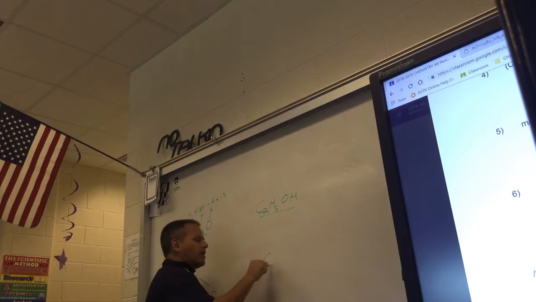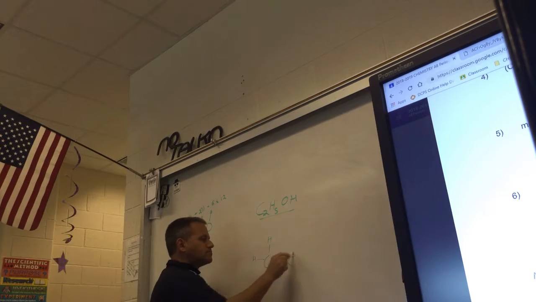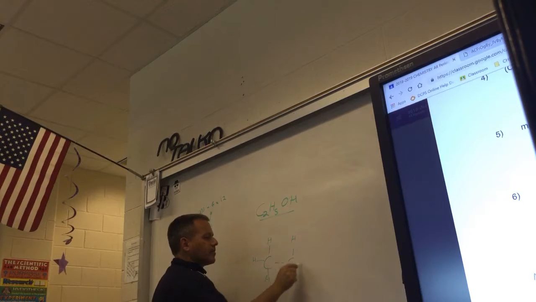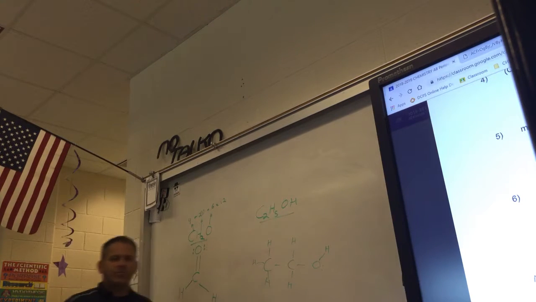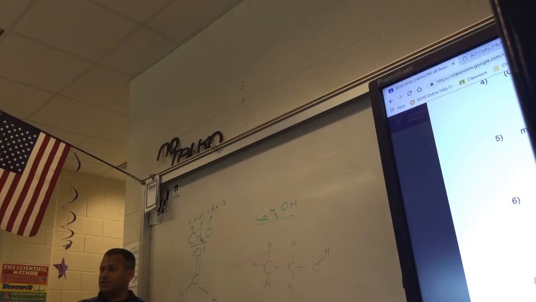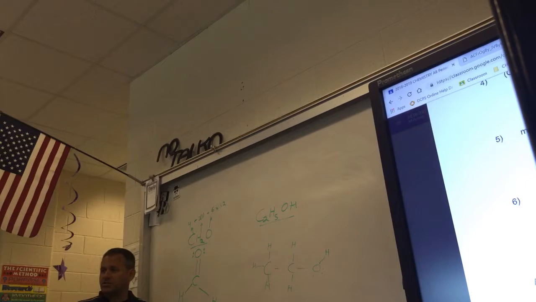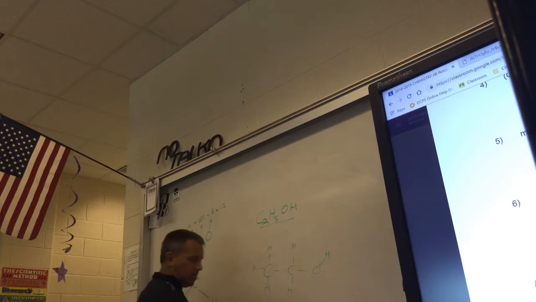C2H5OH. We drew that earlier. That's ethanol. Now, does that look polar? What do you think, Leo? Is this a symmetrical molecule? Does it look the same everywhere? No. If it doesn't look the same everywhere, then it's polar.